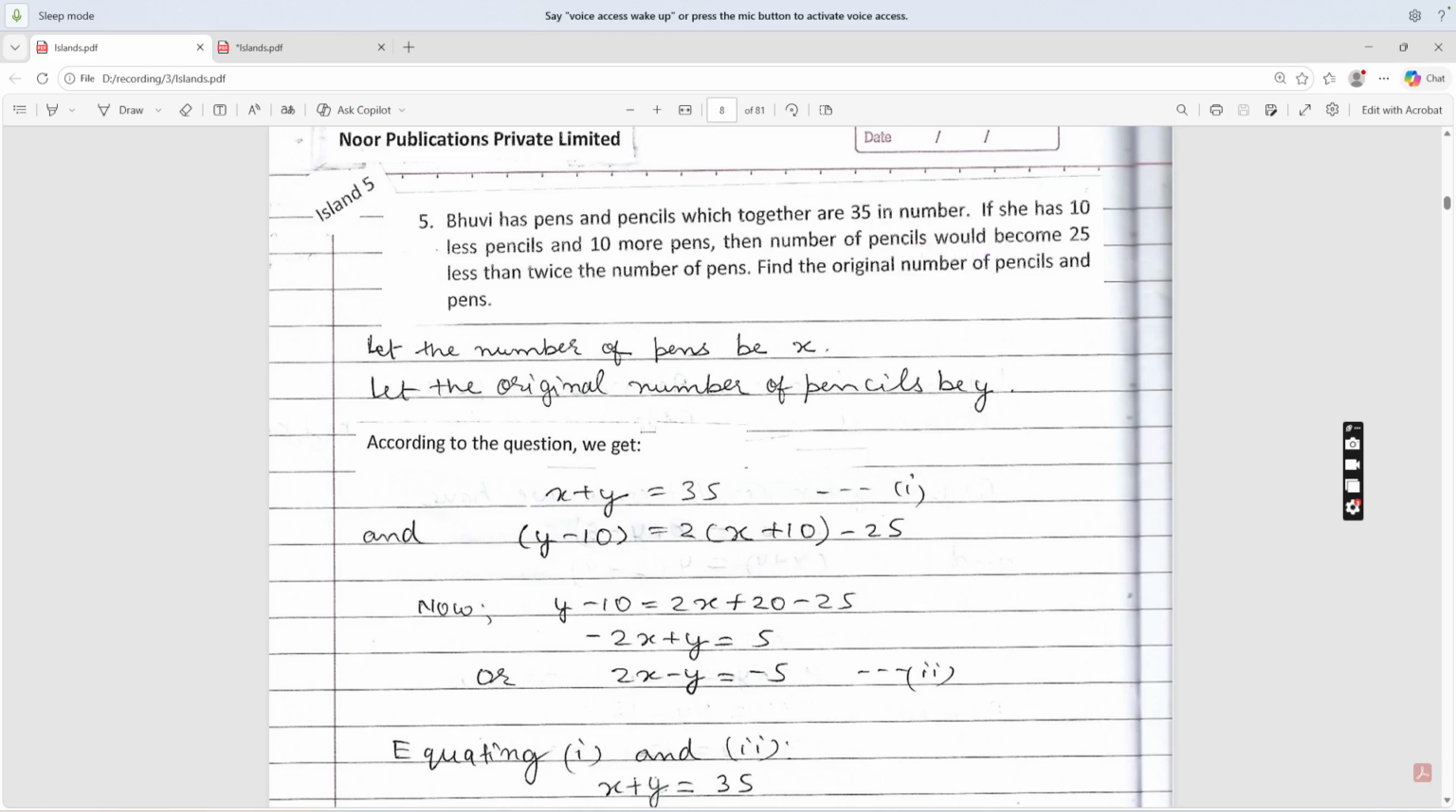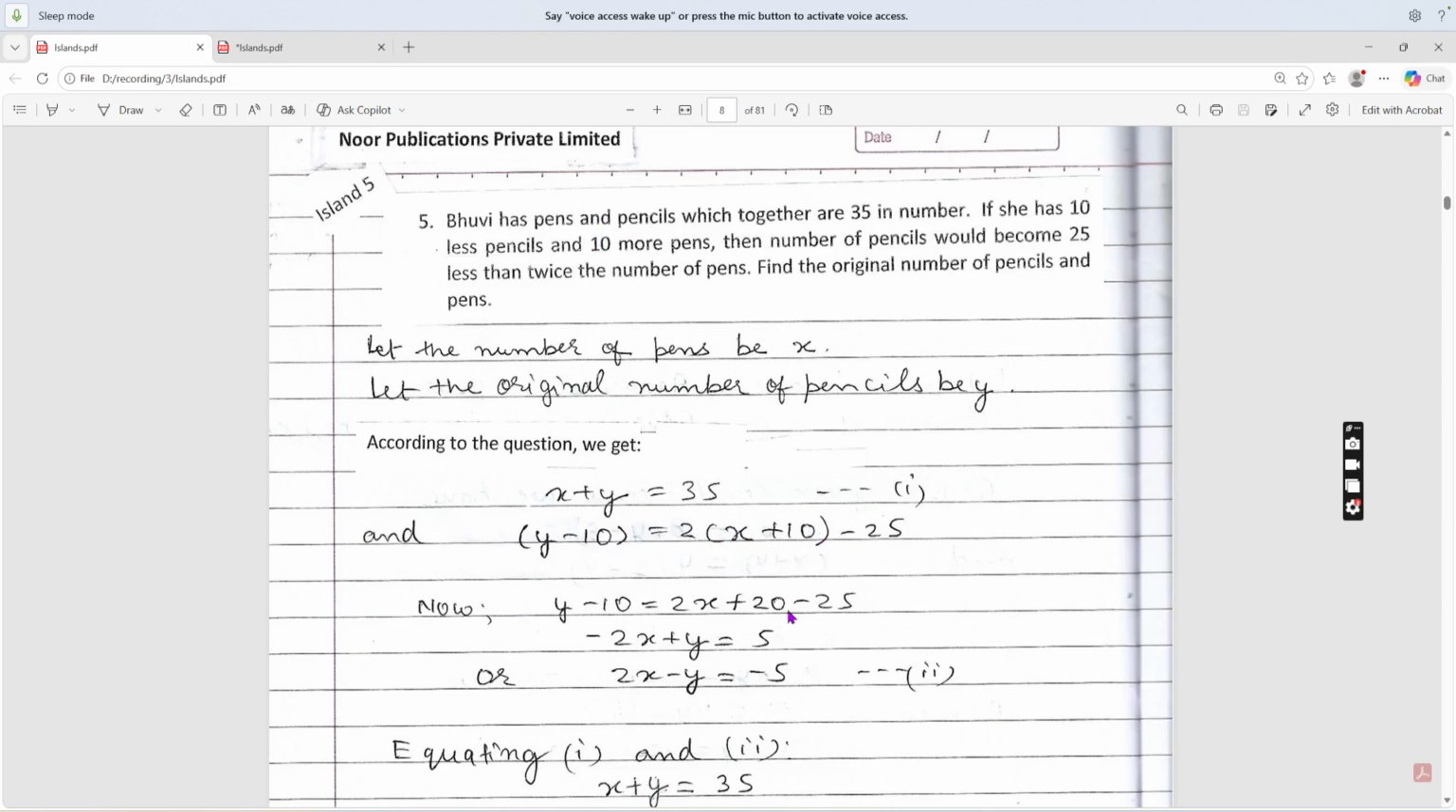Then the number of pencils would become 25 less than twice the number of pens. 25 less means minus 25, and twice the number of pens means 2 into the number of pens. What is the new number of pens? That is x plus 10. Simple. One more time I am explaining to you. It is clearly mentioned that the new number of pencils would be 10 less, so the new number of pencils would be y minus 10. And what would be the new number of pens? That is x plus 10. And this equation is the relationship between the new number of pencils and the new number of pens. So we can write it like this.